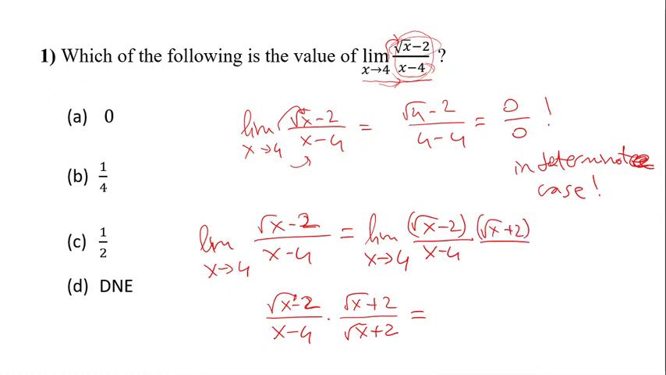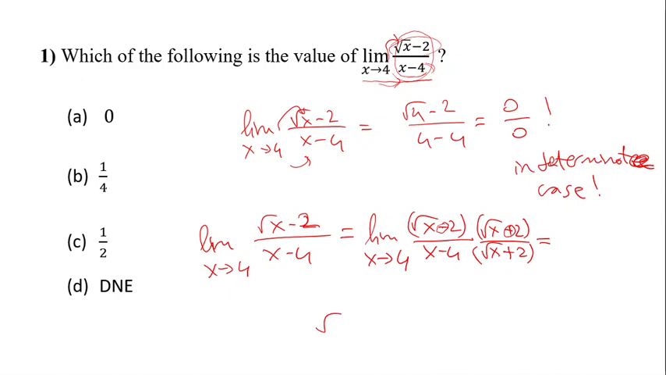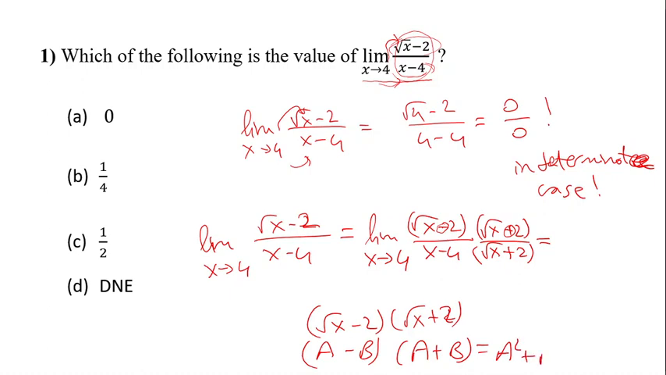If you have a square root of x term, it's better to multiply both the denominator and the numerator with its conjugate. What I mean by conjugate is this: if it is minus here, it will be plus here; if it is plus, it will be minus. When we multiply these two, it's like a minus b times a plus b, which equals a squared minus b squared.